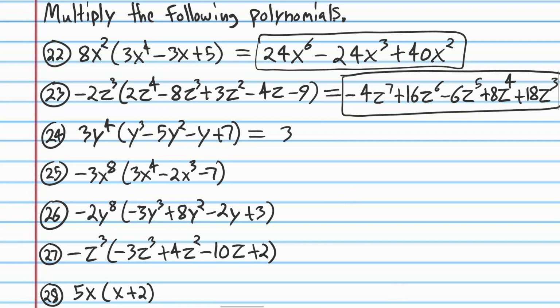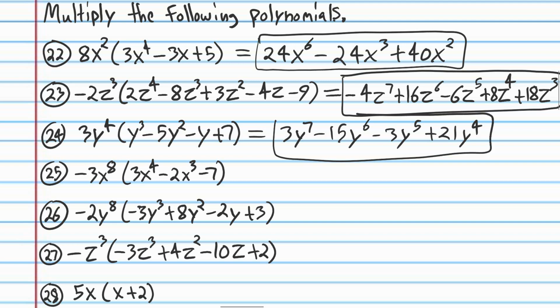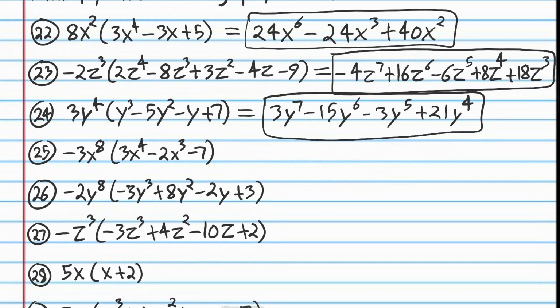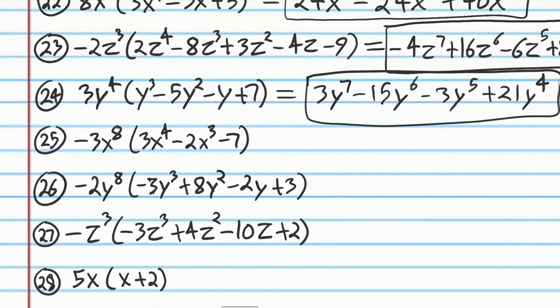All right, we're back. You should have 3y to the 7th, negative 15y to the 6th, negative 3y to the 5th, and 21y to the 4th. And that is the answer. So if you got that answer, good job. Just double checking my work there. Everything looks right. I have to try to make my 4s look like 4s instead of 9s there. I don't want to confuse you. All right, so try number 25, and when you come back, we'll do it together.